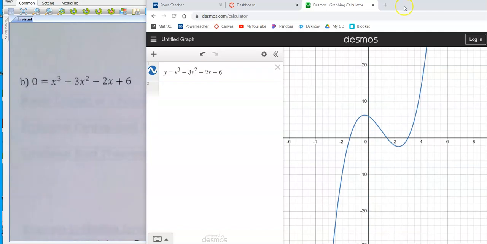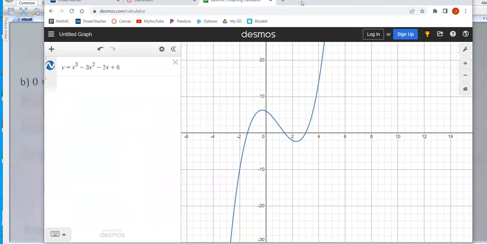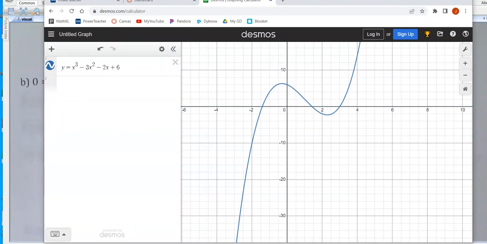And let me pull this back over so you guys can maybe see it a little bit better. Okay, now if you click on these, I should have 3 answers again, right? Because it was x to the 3rd. And I can see there are 3 real answers because there are 3 places that it crosses the x-axis.